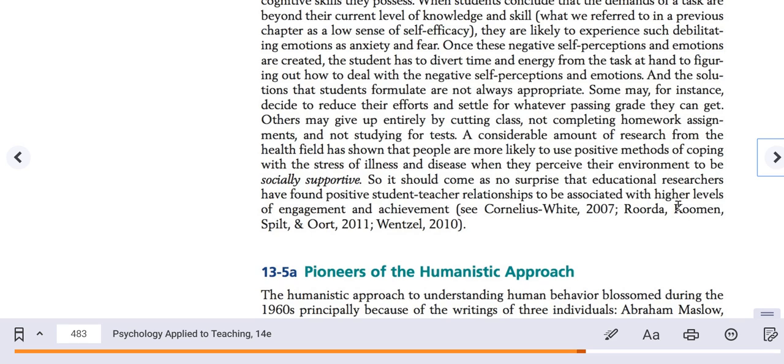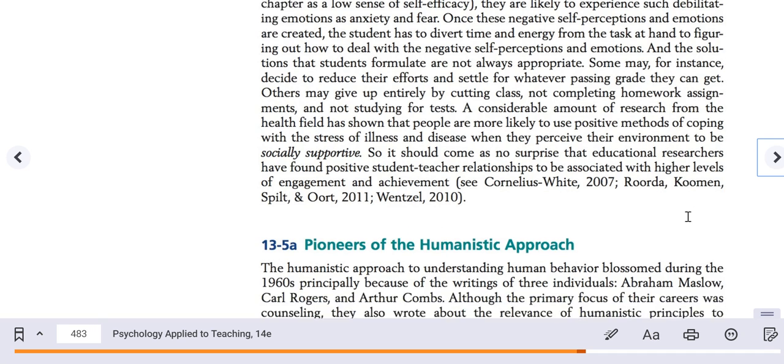And the solutions that students formulate are not always appropriate. Some may, for instance, decide to reduce their efforts and settle for whatever passing grade they can get. Others may give up entirely by cutting class, not completing homework assignments, and not studying for tests. A considerable amount of research from the health field has shown that people are more likely to use positive methods of coping with the stress of illness and disease when they perceive their environment to be socially supportive. So it should come as no surprise that educational researchers have found positive student-teacher relationships to be associated with higher levels of engagement and achievement.